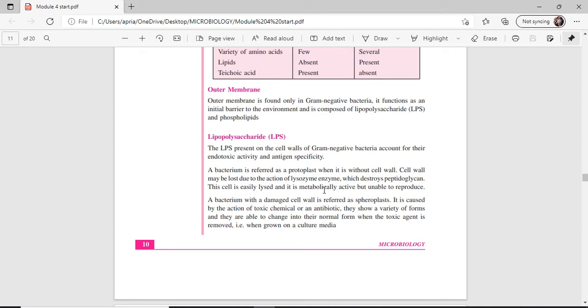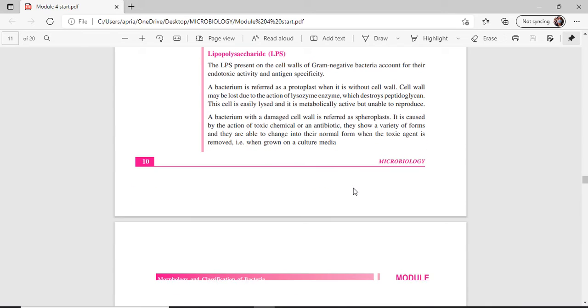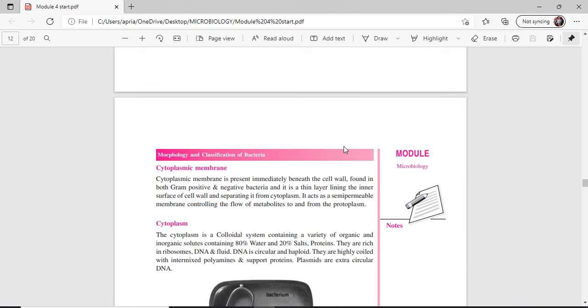It has metabolic activity but is unable to reproduce. A bacterium with a damaged cell wall is referred to as a spheroplast. Okay? It is caused by an action of a toxic chemical or your antibiotics. Okay? Kaya ang ginatake sa antibiotics ta is your lipopolysaccharides or yung mga cell walls natin ng bacteria. Okay? They show a variety of forms and they are able to change into normal form when the toxic agent is removed. For example, when grown on a suitable media.